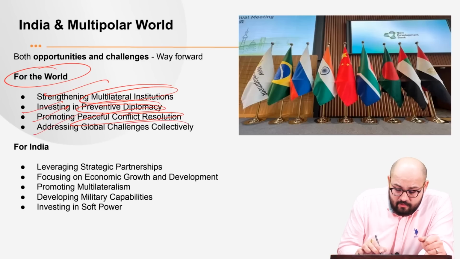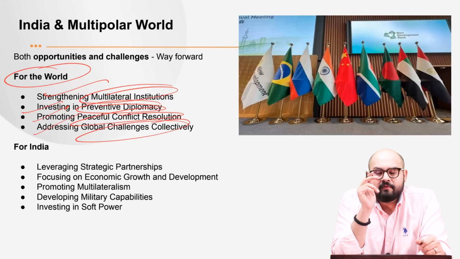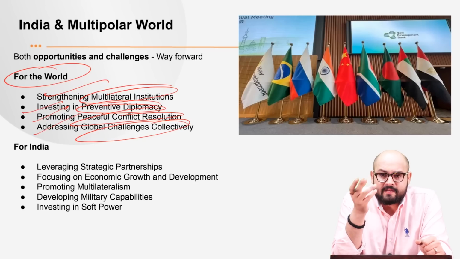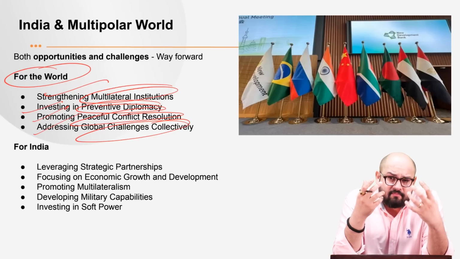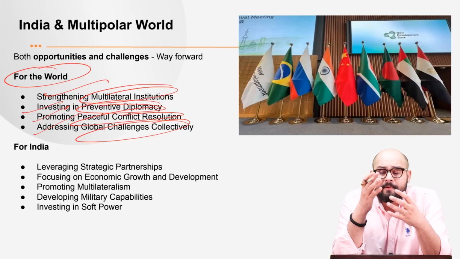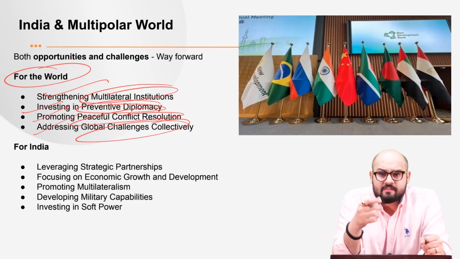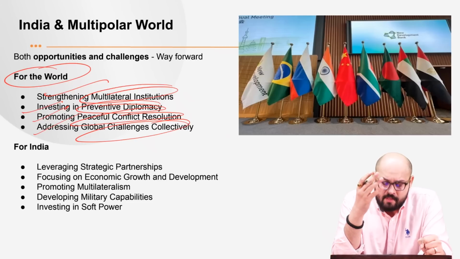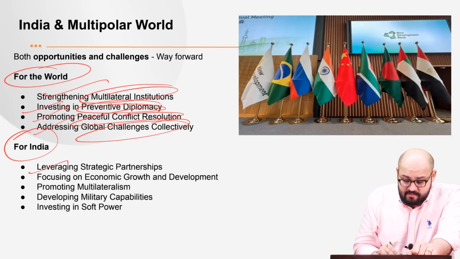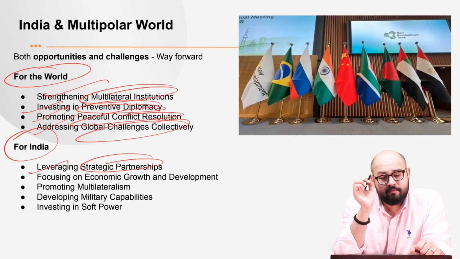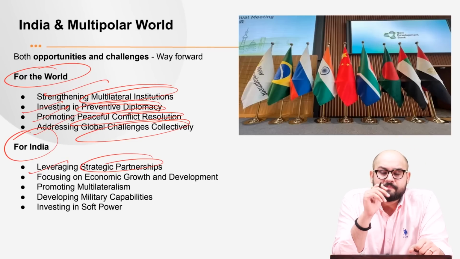Next is addressing the global challenges collectively. We all know that climate change is affecting all the countries, irrespective of political boundaries. So what we need to have is collaborative mechanisms. We need to have effective mechanisms so that we can evolve a particular strategy. We can collaborate on these issues, for example, climate change or pandemic, or let's say migration. What should be the way forward for India? First is leveraging strategic partnerships. We all know that India has strategic partnerships with different countries.